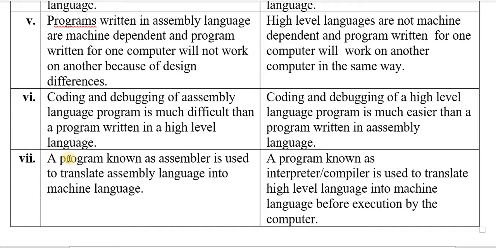Seventh point, a program known as assembler is used to translate assembly language into machine language. A program known as interpreter or compiler is used to translate high-level language into machine language before execution by the computer.